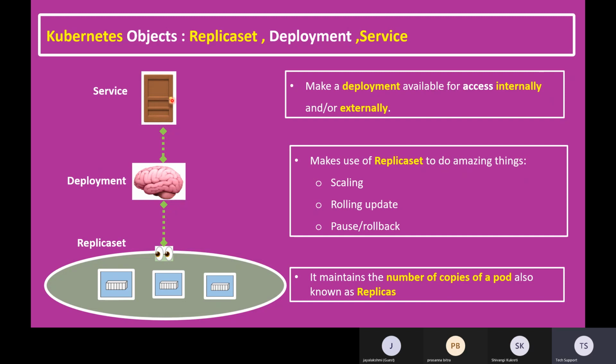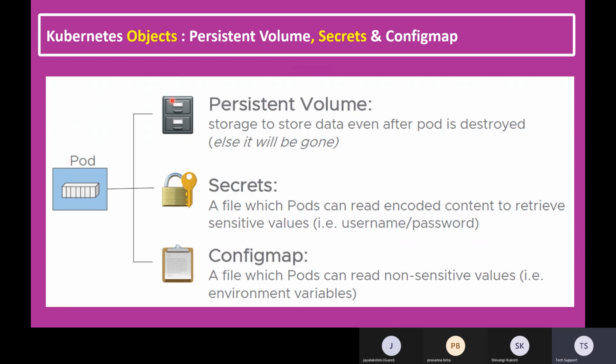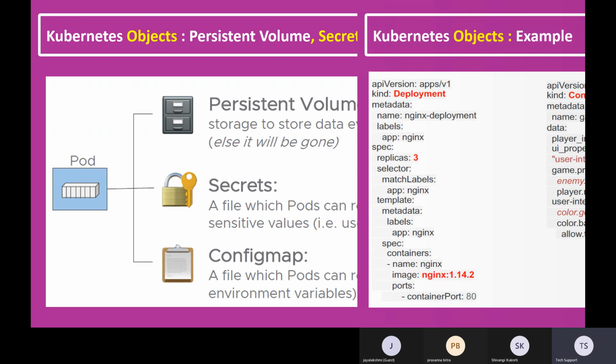And now, along with these three objects, replica set, deployment, and service, there are some additional objects in Kubernetes, specifically at the pod level. At the pod level, to store the pod and container information, we require a config map, secrets, that means the username and password details, and also a persistent volume. This volume is mainly to store your application data, so the data is kept even after the pod is destroyed, else it will be gone. Persistent volume means it's permanent storage, so you are able to restore your data. And earlier we talked about a Docker file. Similarly, now let's try to understand the Kubernetes object file.